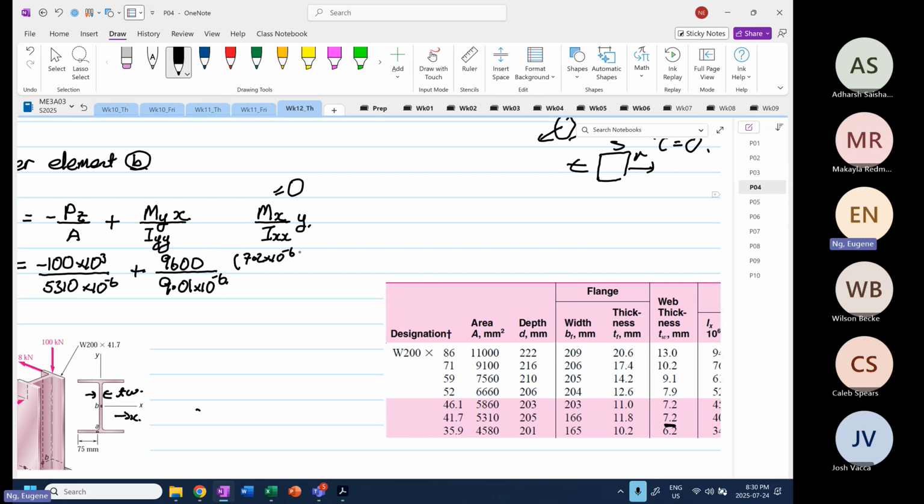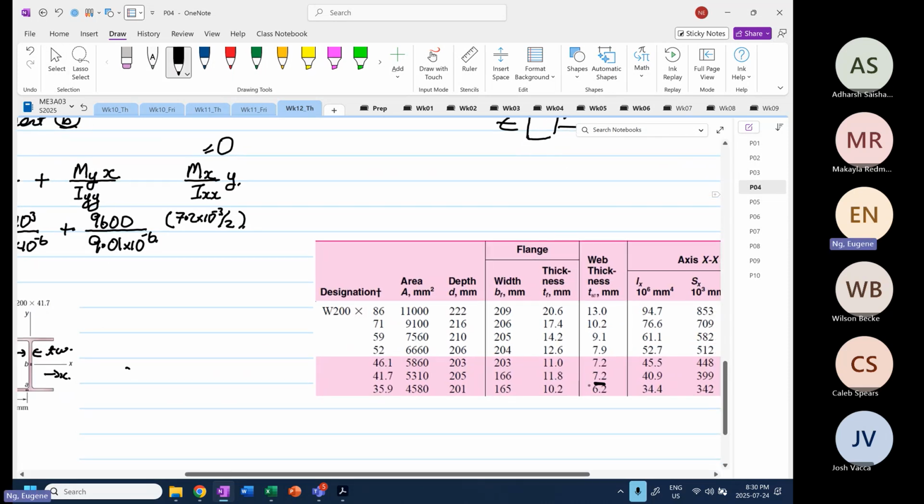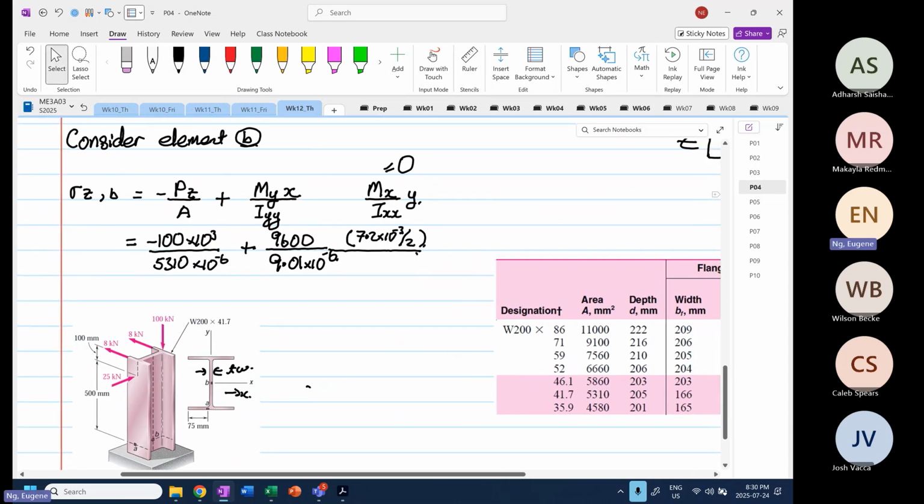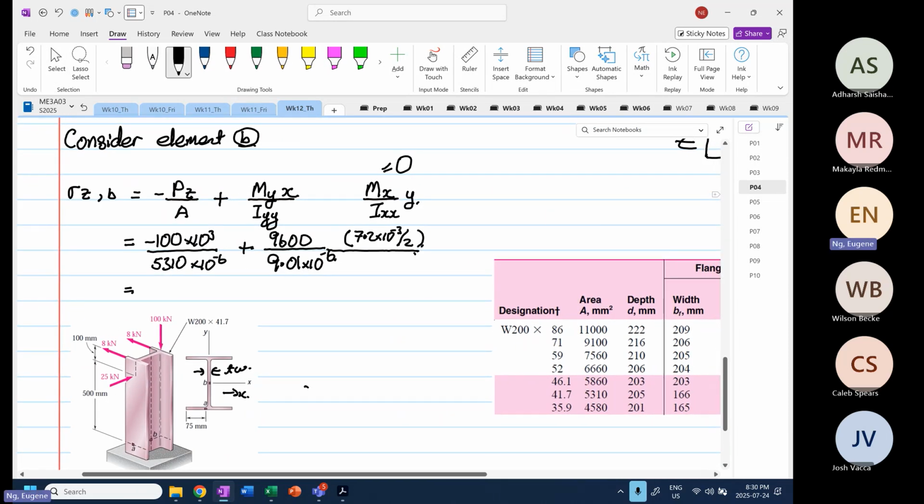So 7.2 times 10 to the power minus 3, the whole thing divided by 2, right? So this is the thickness of the web. Yep, we are good to go. So from here, we can calculate that this will be equal to 100 times 10 to the power 3 divided by 5310 times 10 to the power minus 6, which is equal to 18.832.